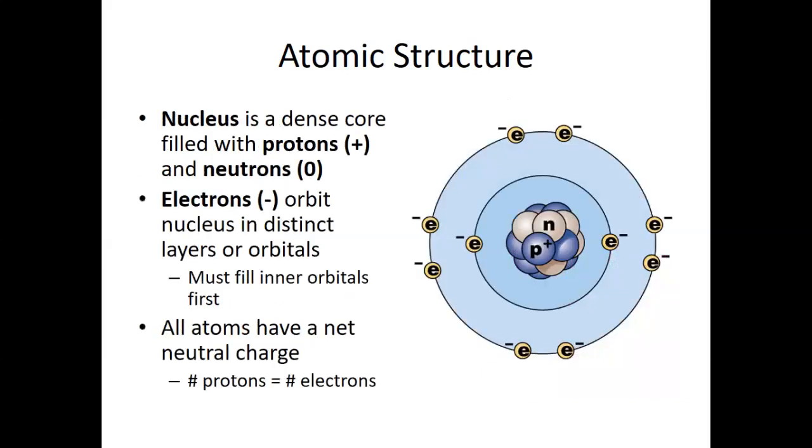Here's a look at another atom, a little bit larger atom. You can see that all the protons and neutrons are very densely packed in the center. And now you can see that when we build larger atoms with more protons and electrons, this atom has electrons that are arranged in 2 distinct layers. And we call those layers orbitals.